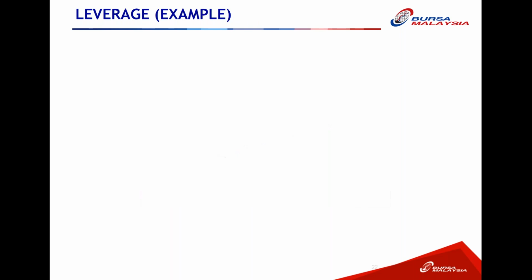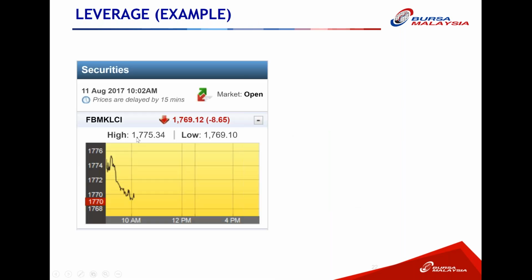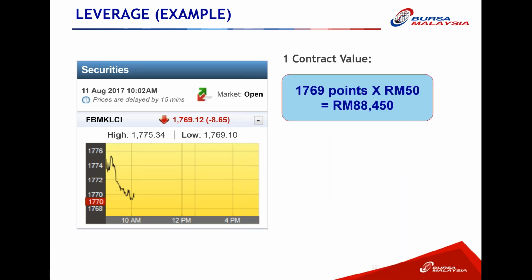Now, for example, the FCPO on August 11th traded at 1769. If I'm going to buy one contract of futures, each point in Malaysia comes to RM50. So 1769 times RM50 comes to 88,000. Per contract value is worth 88,000.